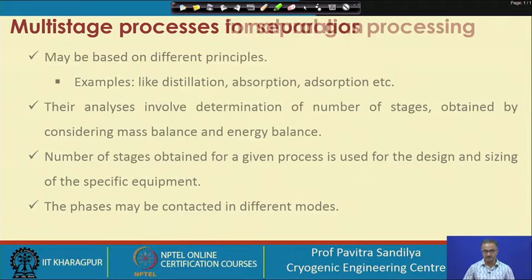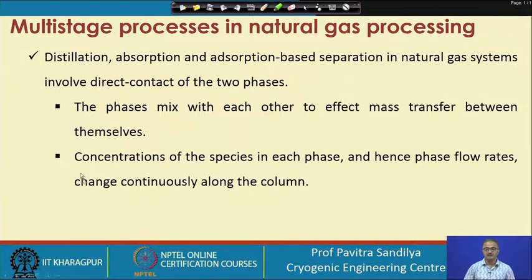and the phases may be contacted in different manners. Now let us see that if we talk about distillation, absorption, adsorption based separation in these natural gas systems, they involve direct contact of the two phases. And what happens is that when the two phases are contacted directly, they mix with each other, and thereby the mass is exchanged, that is, some species get transferred from one phase to the other preferentially, and that is how we are able to achieve separation of the various species.